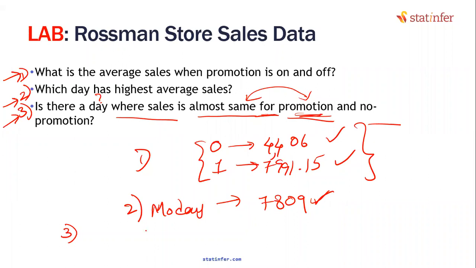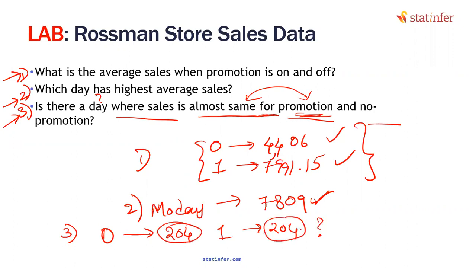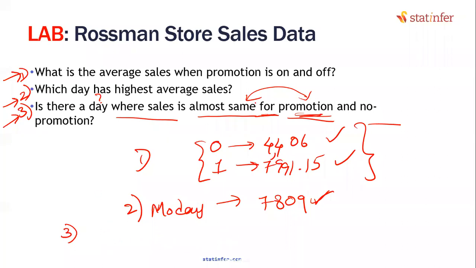Day 7, sir. Day 7. So promotion, whether it is 0, what is the sales? Day 7 is 204. So when it is 1 also, you got 204, is it? Is there a day where whether there's a promotion or no promotion, sales is same? Is this the case? I think, oh, okay. I think day 7 there was no promotion at all. So that will not suffice our condition. The question is, is there a day when you gave a promotion or no promotion?